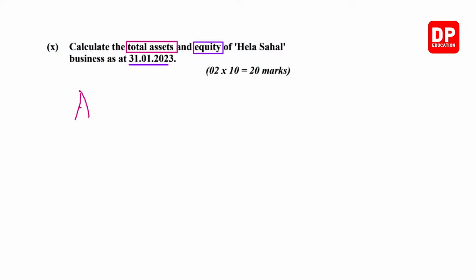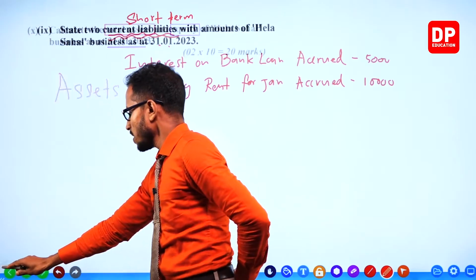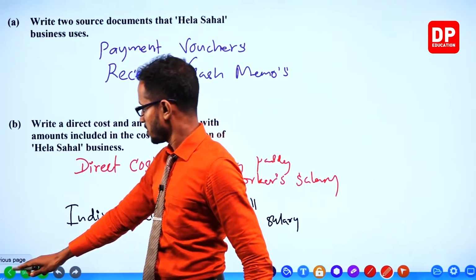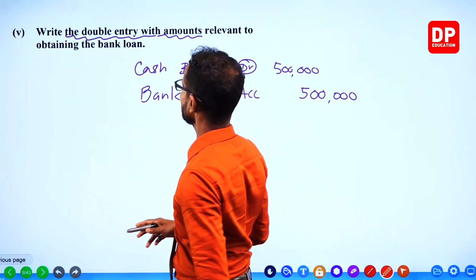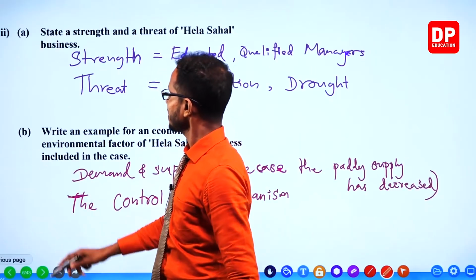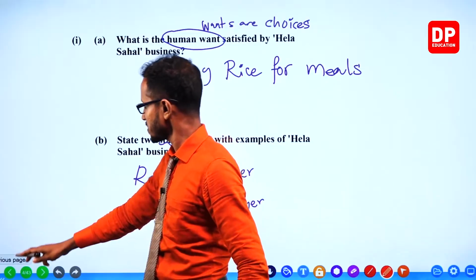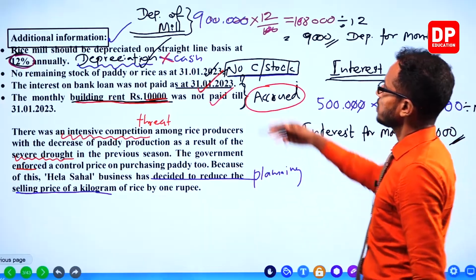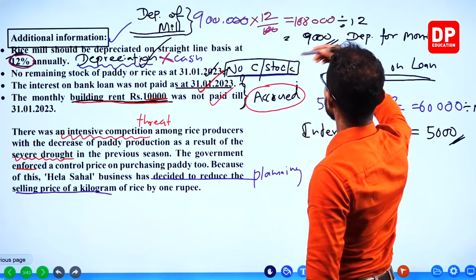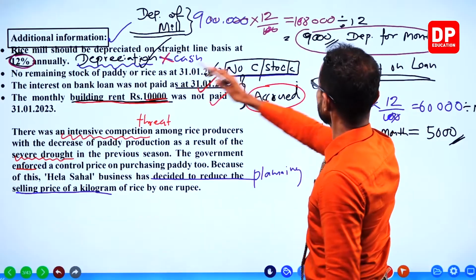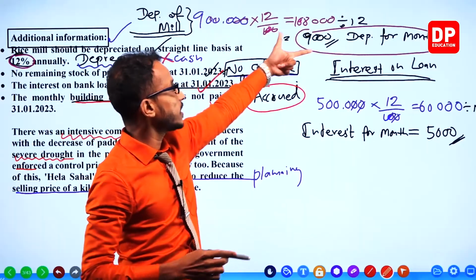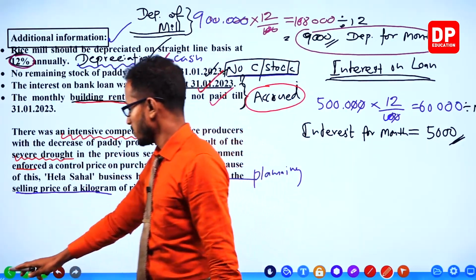Let's take the assets first. First of all, you take the opening assets, children. My dear little babies and boys, take the opening assets right here. Where are the opening assets? Oh, we have the mill. Mill is 900,000 and you subtract the depreciation from 900,000? That is 900,000 minus 9,000, 891,000. First you take that.